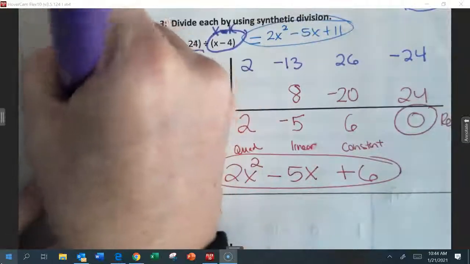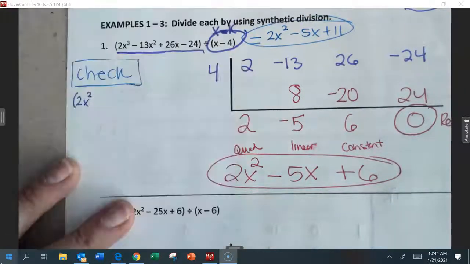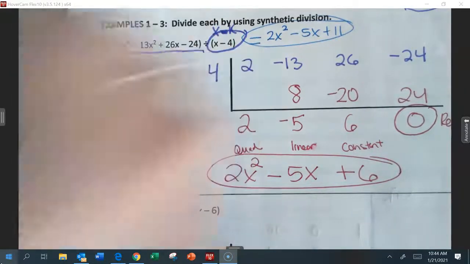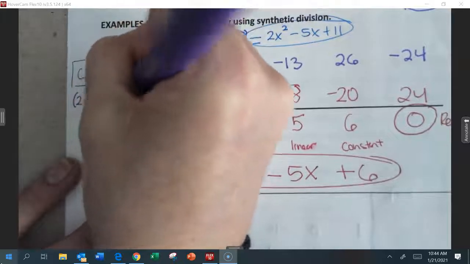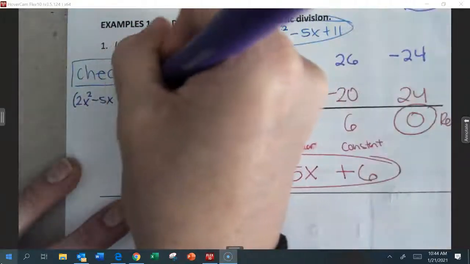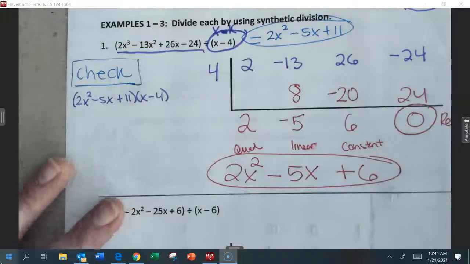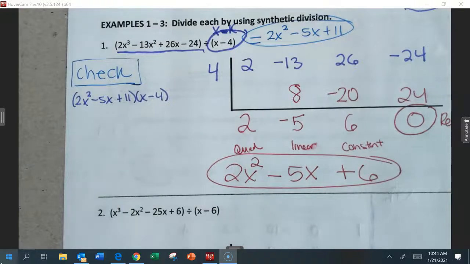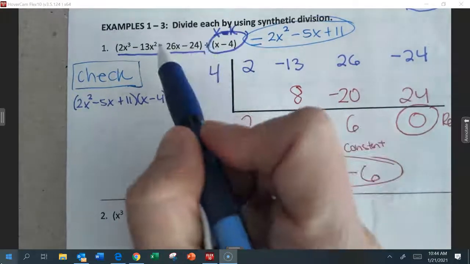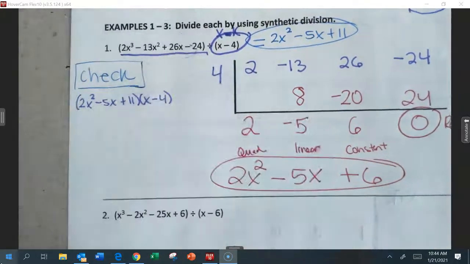So I want you all to write this down now. You ready? 2x squared minus 5x plus 11 times x minus 4. Now, you might be going, I don't want to do this. But you know what? This is great practice for your quiz next week. So here we go. If we do not get, Edwin, where we started, then we have a problem, and that means you divided wrong. Y'all can always do this.